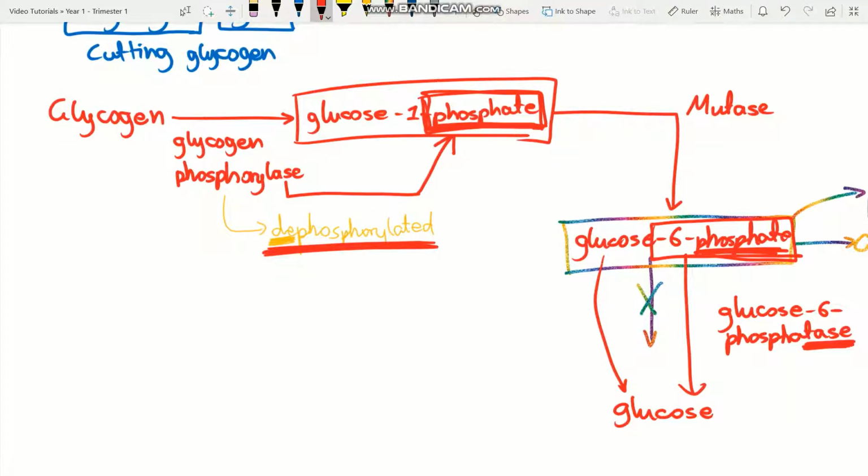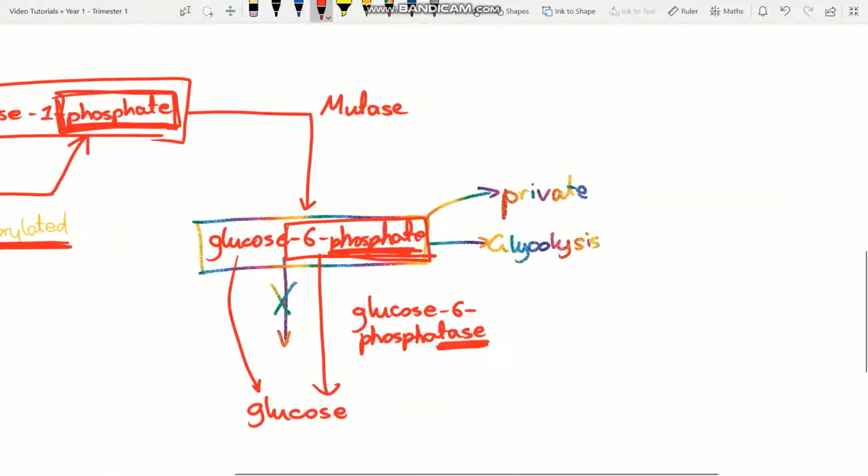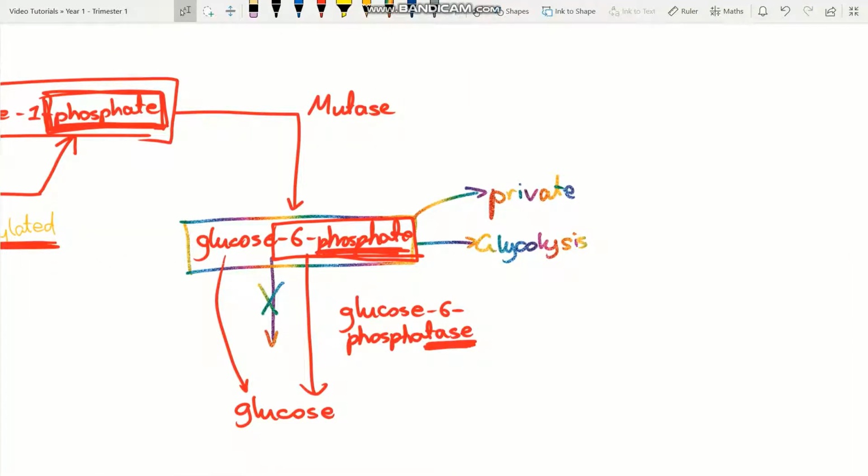Mutase is able to isomerize glucose 1-phosphate into glucose 6-phosphate. And finally, in the liver, if we have glucose 6-phosphatase, we're able to convert glucose 6-phosphate into glucose in order to be used around the body or even in the liver for the process of glycolysis. However, if we're in skeletal muscle, because this enzyme is missing, we are unable to convert glucose 6-phosphate to glucose in order to be used around the body, and therefore the glucose 6-phosphate can be used directly as a source for the process of glycolysis.